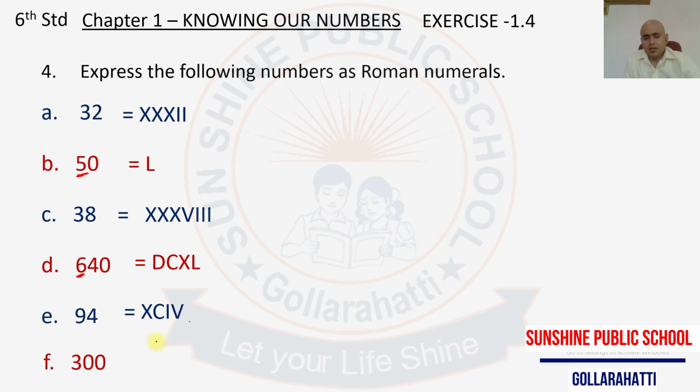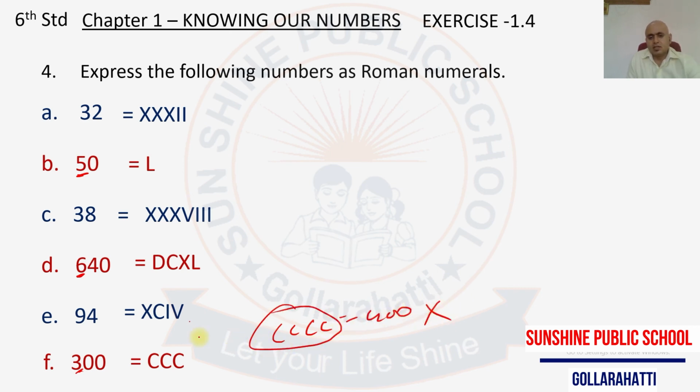For 300 you have to write 100 three times. 100 is C, so writing C three times, 100 plus 100 plus 100, is 300. For 400 you can't write CCCC, it is wrong. You can't write the same symbol more than 3 times. So for 400 you have to write 500 minus 100. 500 is D, 100 is C. So if you write CD, it is equal to 400. Okay?